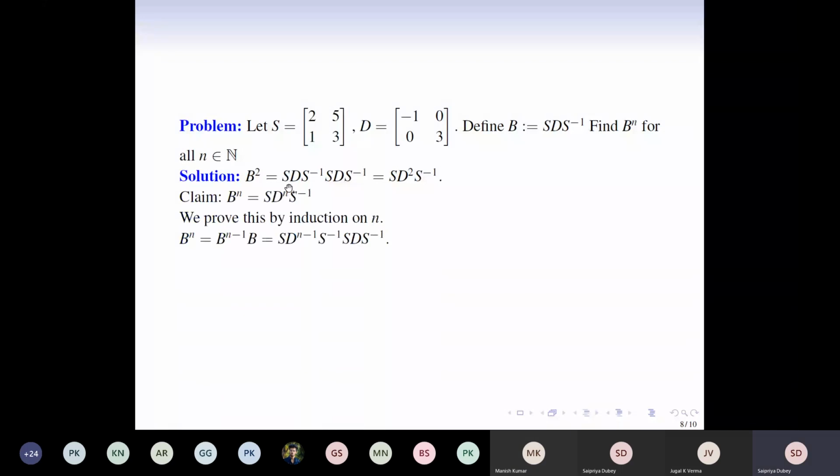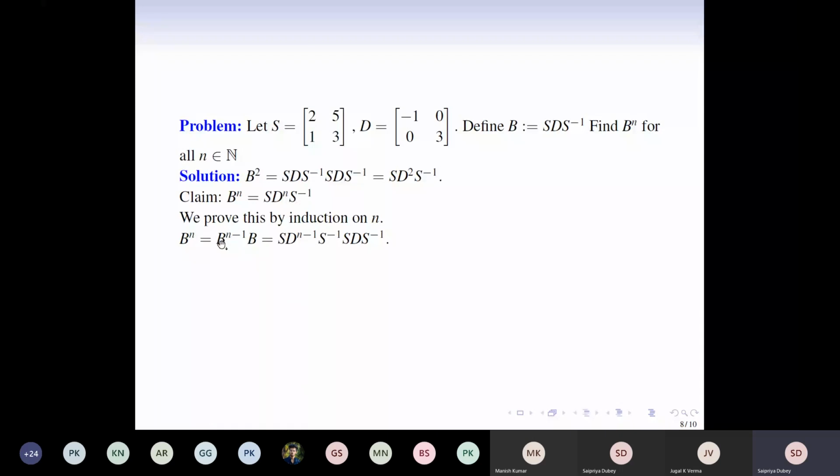So that's what we claim: we claim B to the n to be S D to the n S inverse. Next, we need to prove this, so we prove it by induction. So how do we go about it?